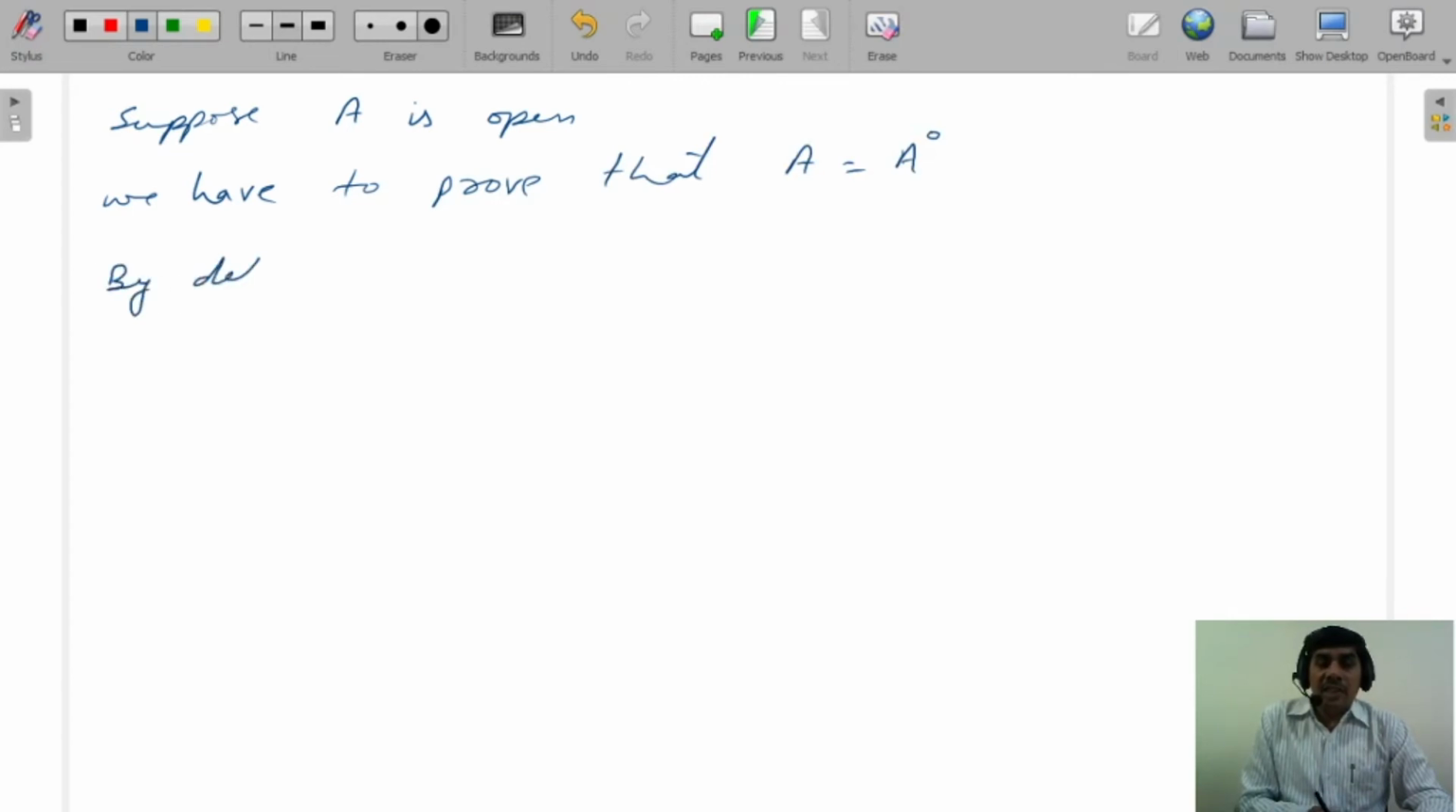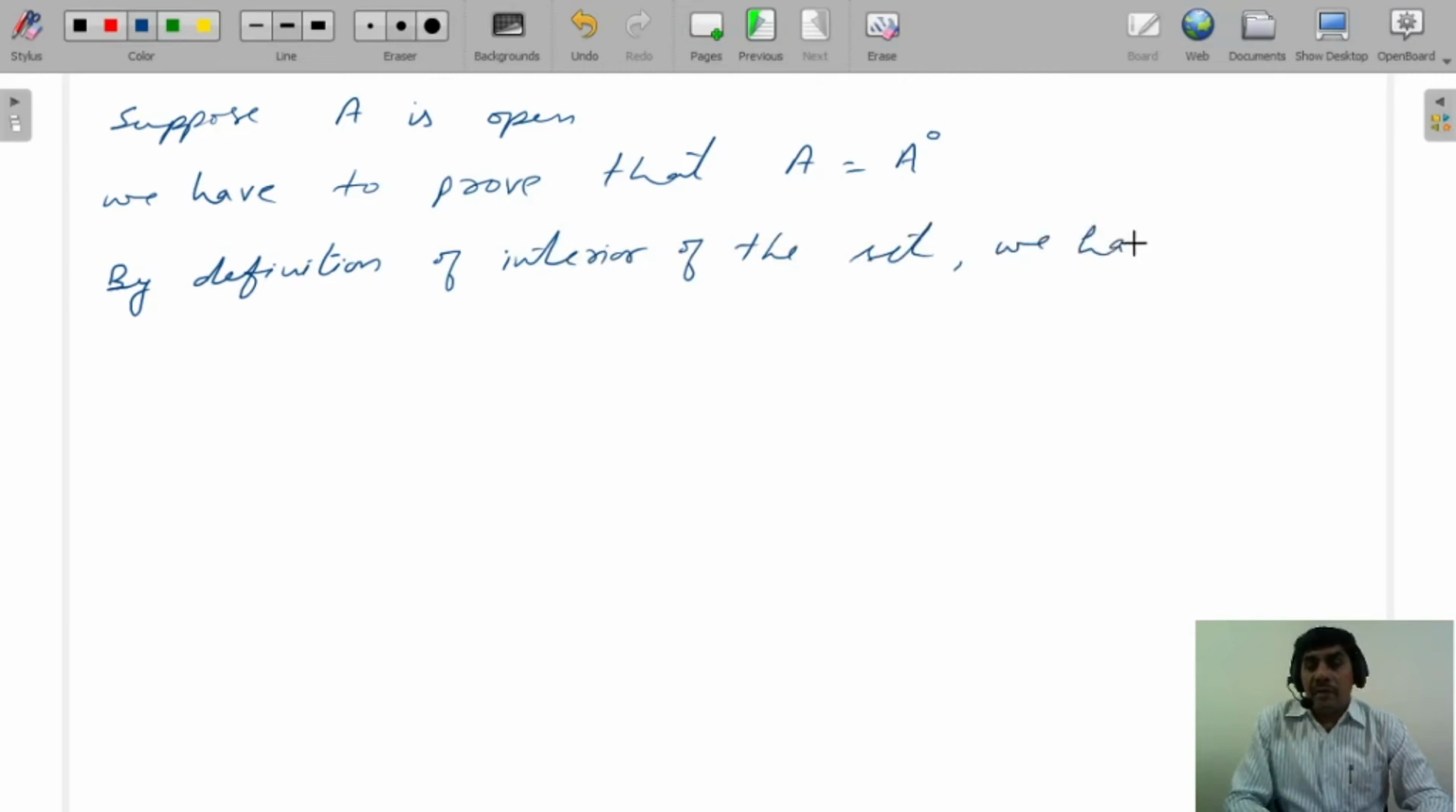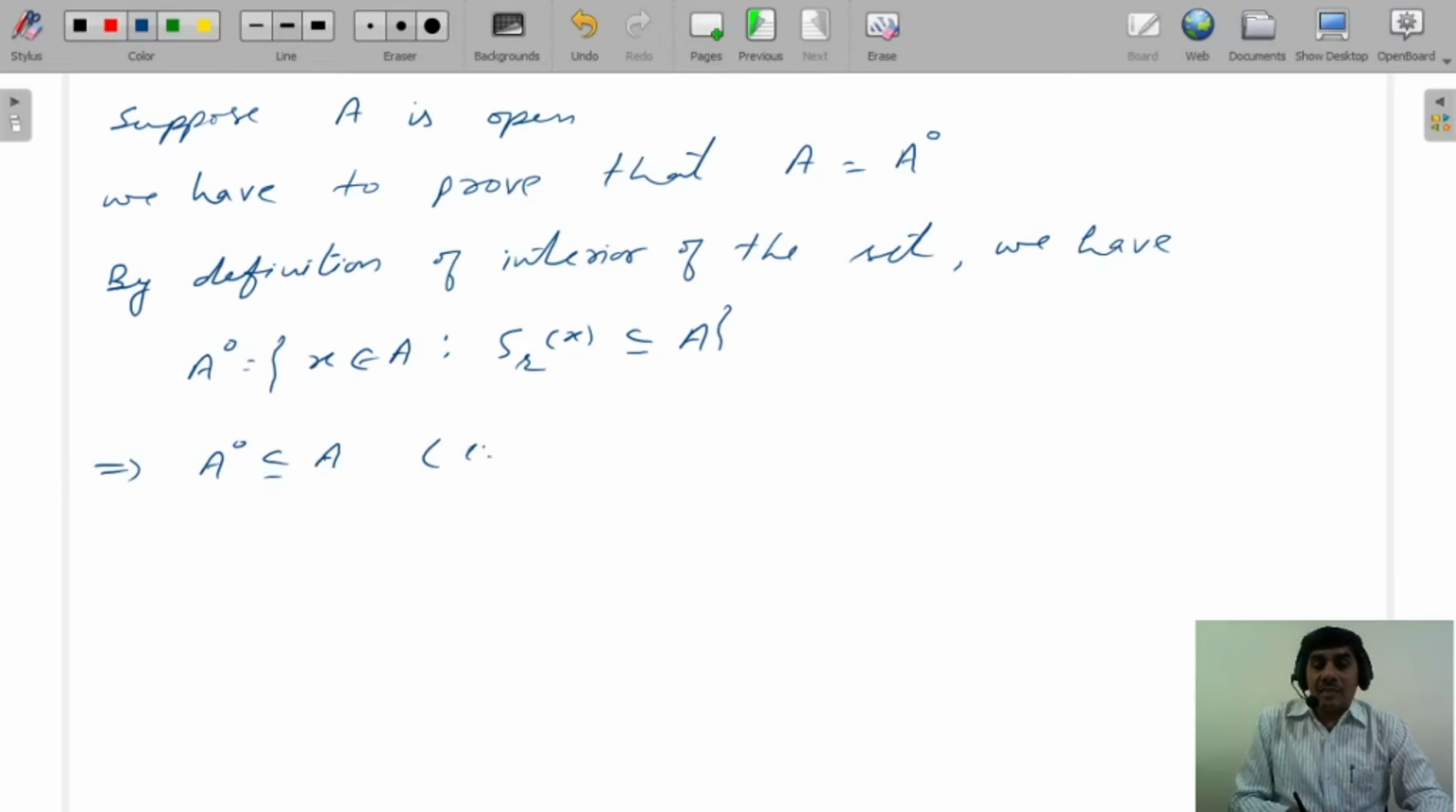By definition of the interior of a set, we have A interior is equal to the set of x belonging to A such that the sphere centered on x with radius r is contained in A. This implies A interior is contained in A. That is, A interior is always a subset of A. Put it equation number 1.